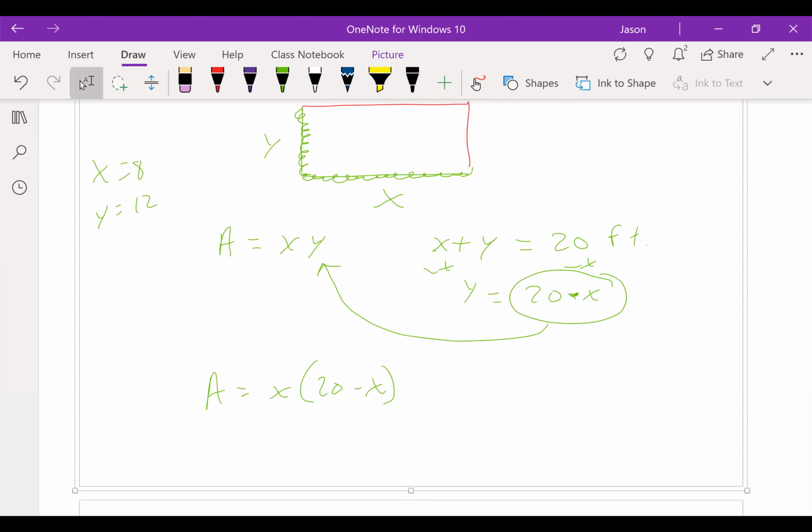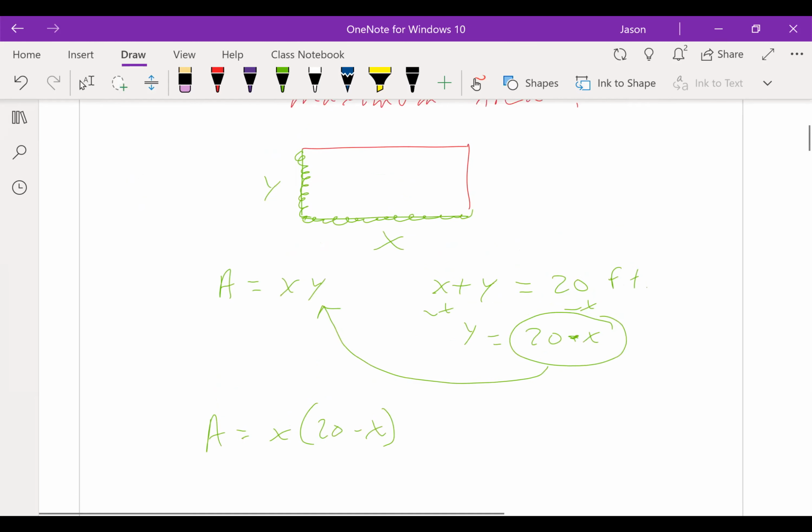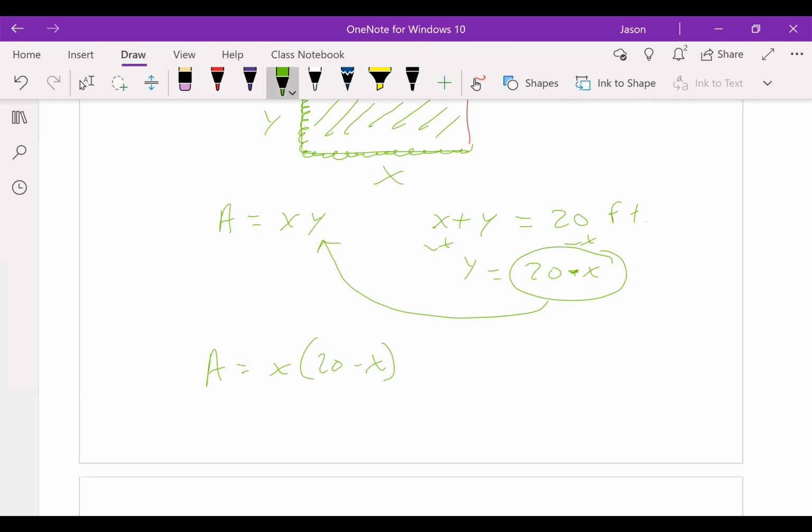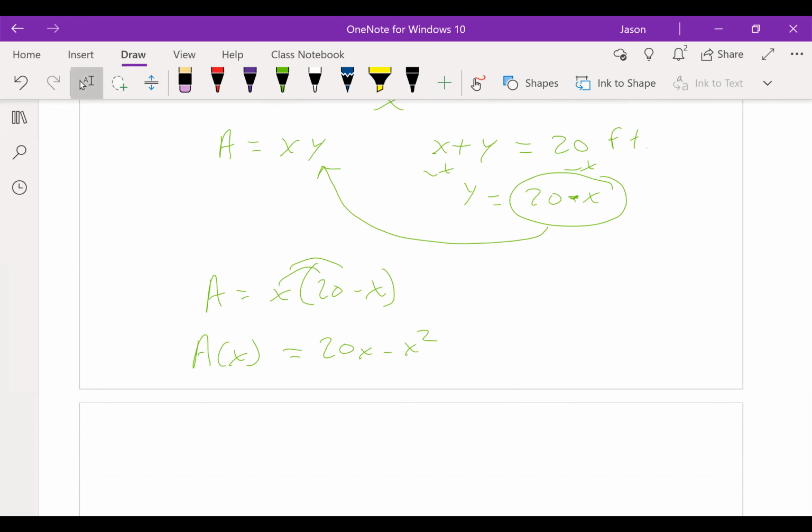But we want to maximize the area inside. What should X and Y be such that we maximize the area? And then what is that maximum area? Let's say that this is A of x, because it's now a function of x. A of x is equal to 20x minus x squared. Now let's find the maximum.